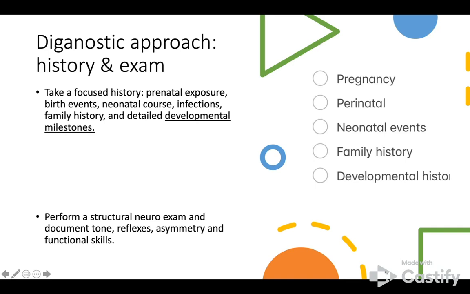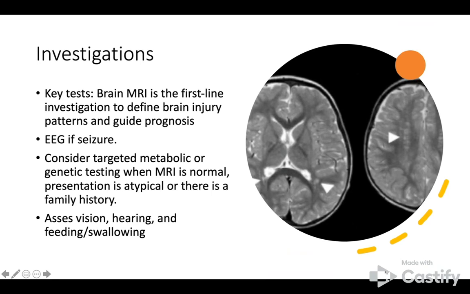After taking a very detailed history, you have to move on to perform a structural neuro exam. What do you have to check the most? The tone, the reflexes, the asymmetry, and functional skills. So let's say you took all that. You want to know what to investigate or what to order first.